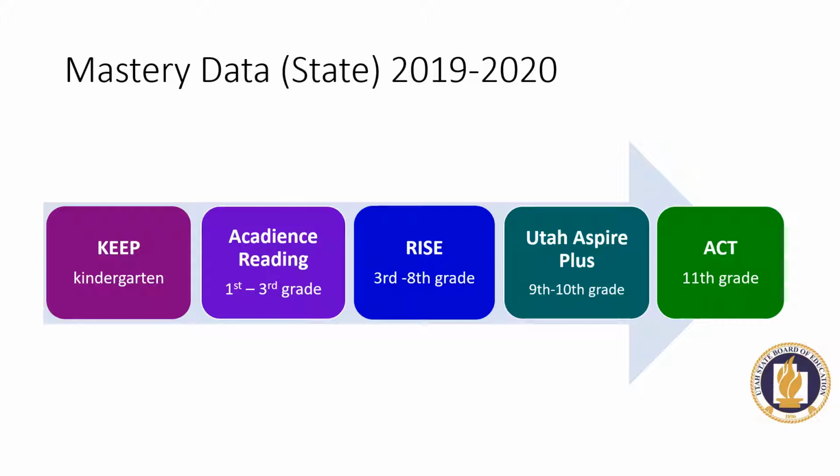And then in 11th grade, the state uses the ACT scores of all the students who take the ACT in 11th grade as a measure of accountability. So these are all assessments that could be used, and data can be reviewed as part of your School Trust Lands plan.